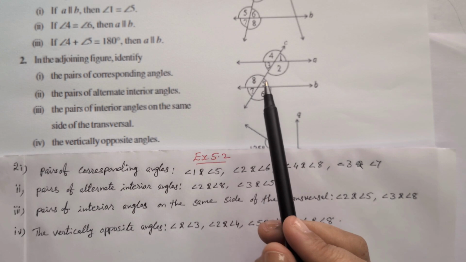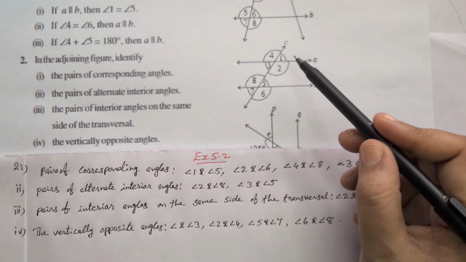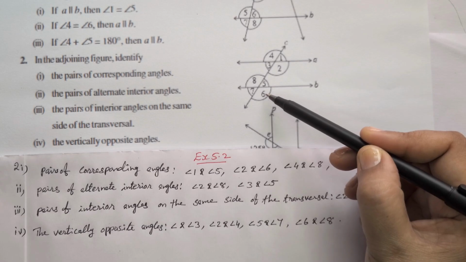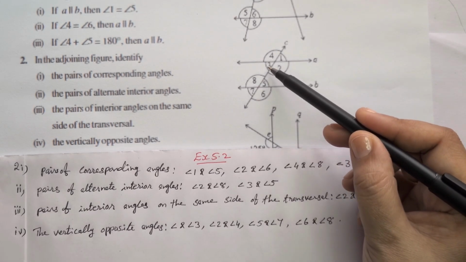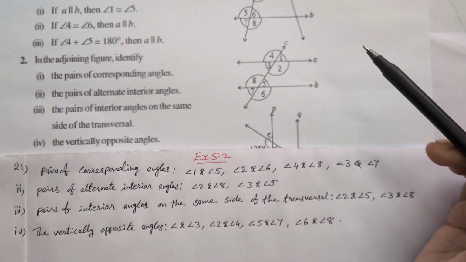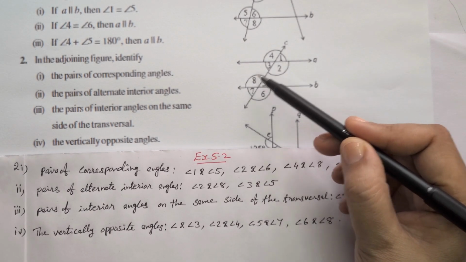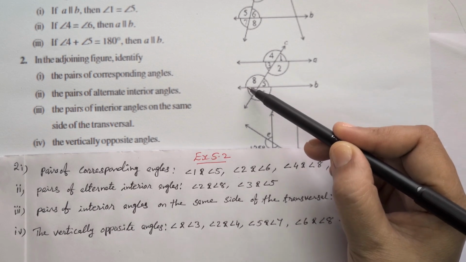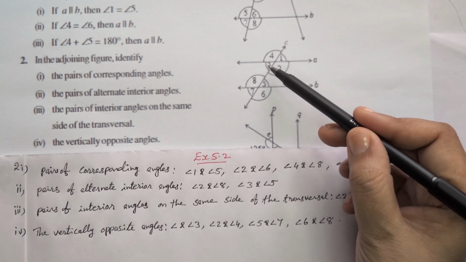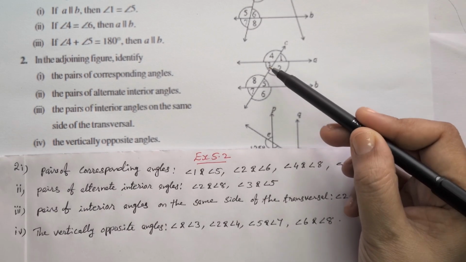Second question, in the adjoining figure, identify the pair of corresponding angles. From the figure we can see 1 and 5 are corresponding angles, 2 and 6, 4 and 8, 3 and 7. Second, pair of alternate interior angles. Here 2 and 8 are alternate, one on this side and the other on the other side, inside, in between these two lines. And 3 and 5 are alternate interior angles on the opposite side.